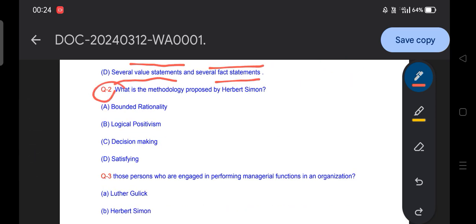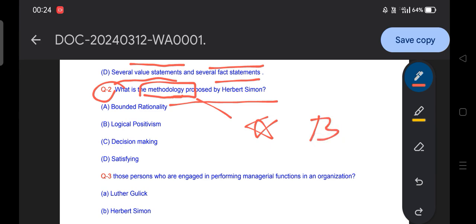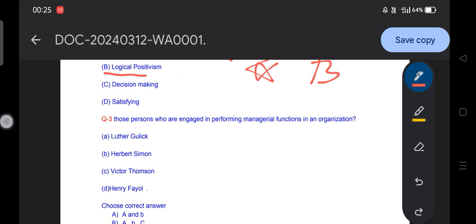Question number 2. What is the methodology proposed by Herbert Simon? Please stress this word, methodology. Option A, bounded rationality. Option B, logical positivism. Option C, decision making. Option D, satisficing. What do you think the answer to this question is? Option B is the answer, because logical positivism is the methodology approached by Herbert Simon. Hope you understand. This was already asked also in SSB, political science.